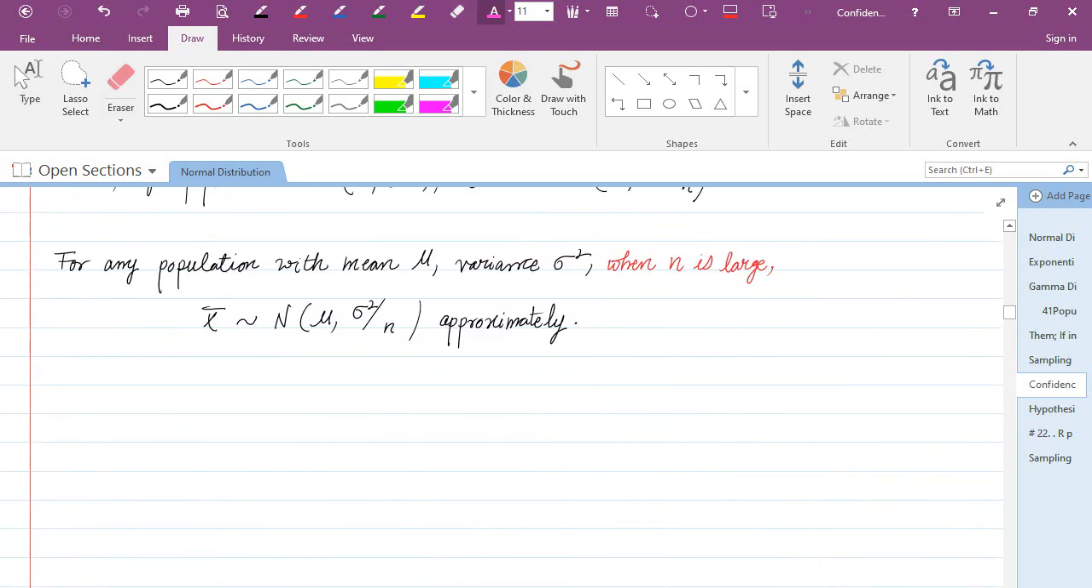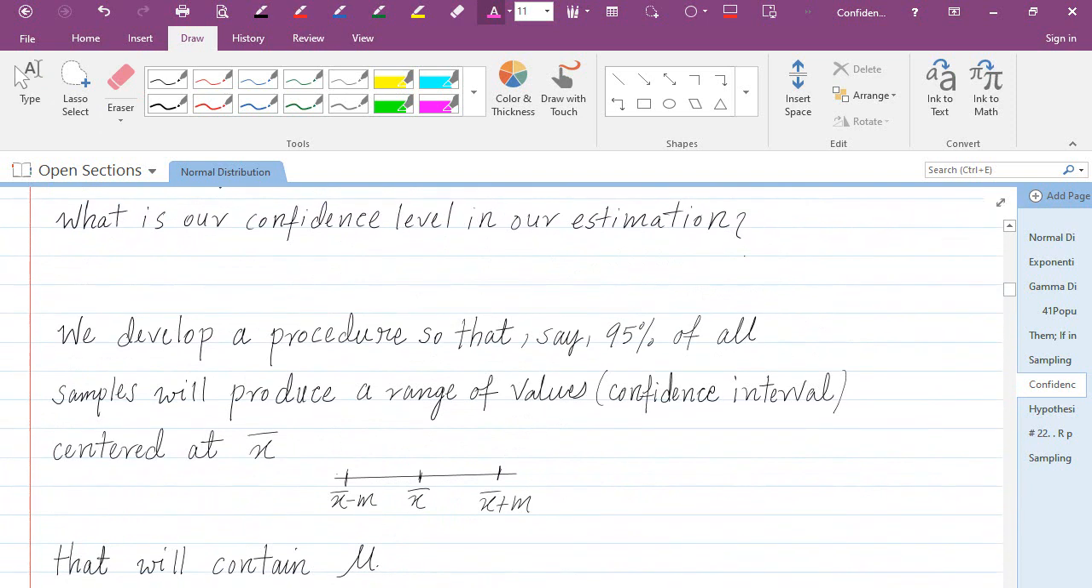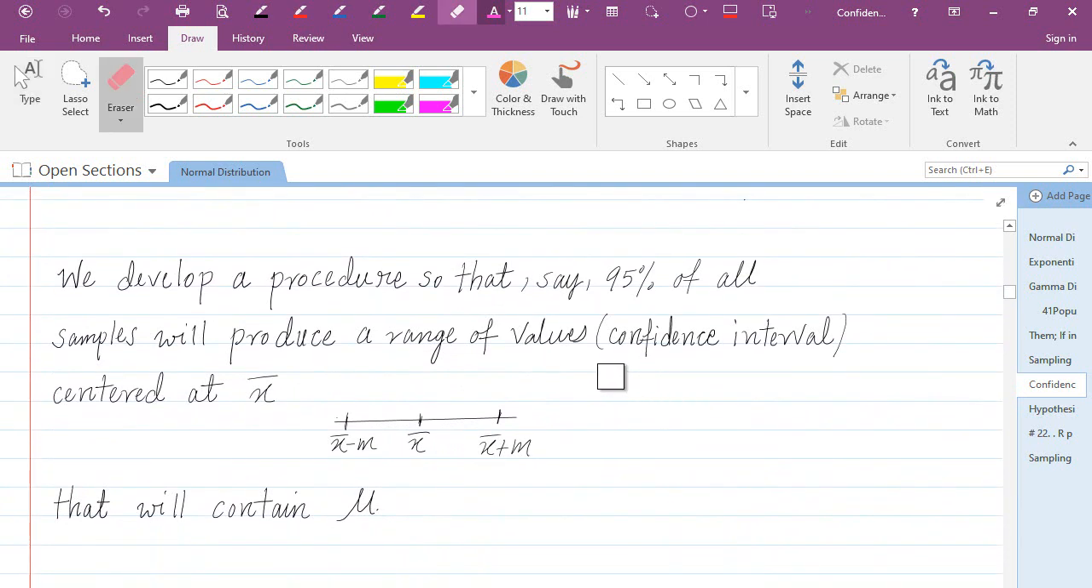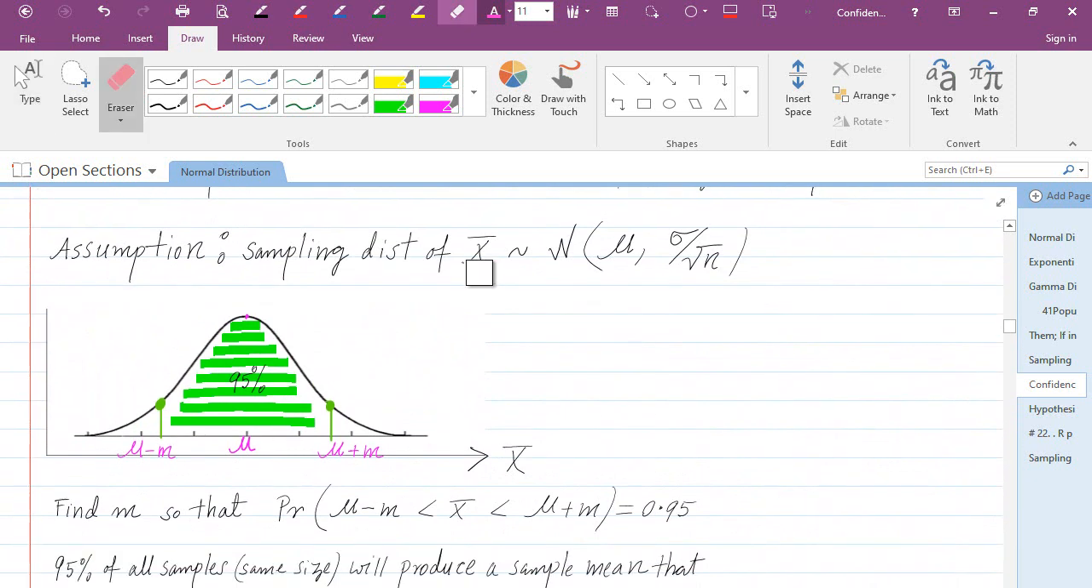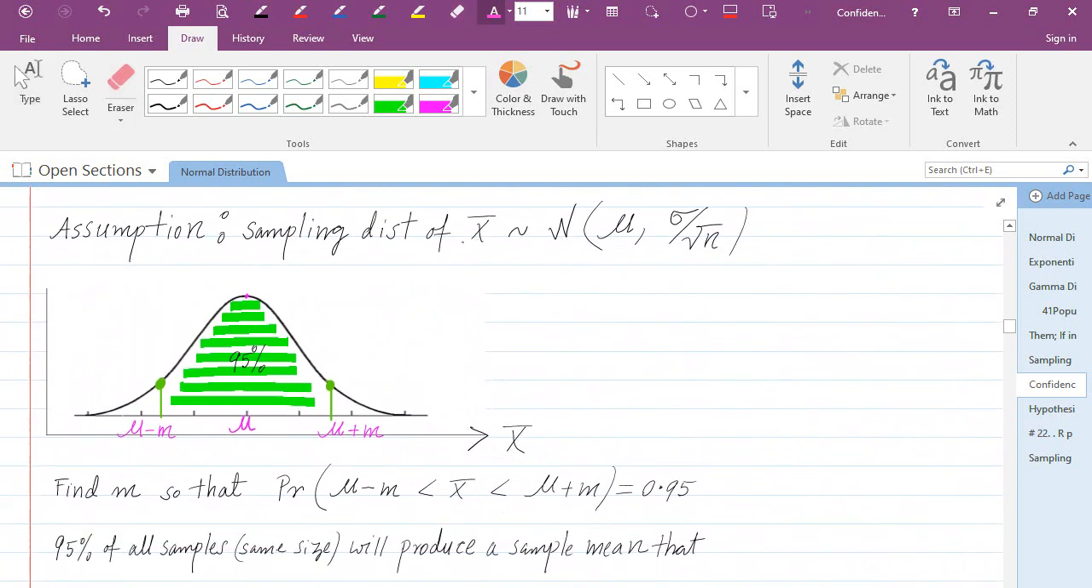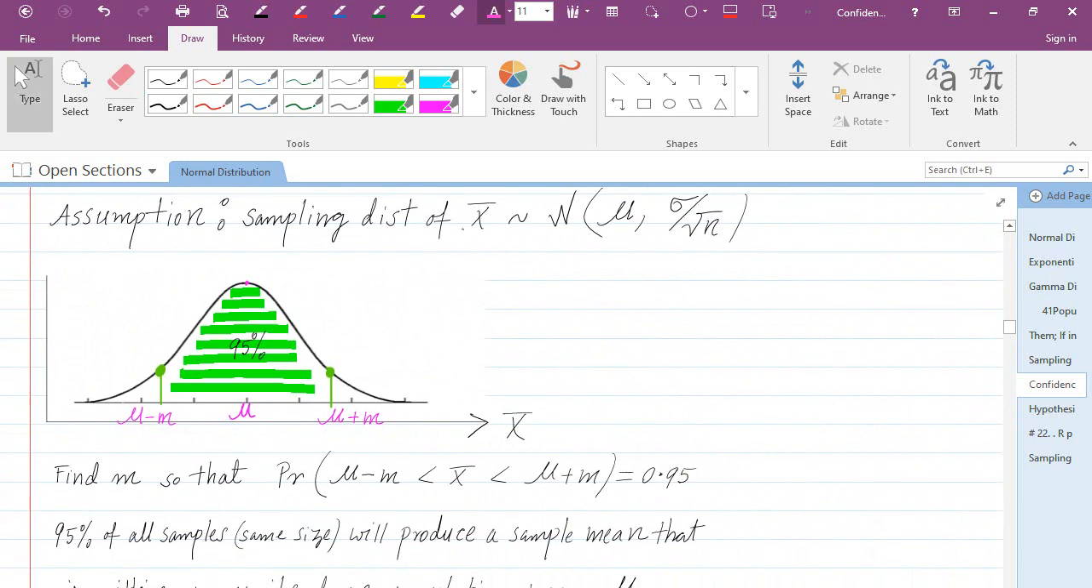Okay, so remember again, the goal is to create a confidence interval, right? That is an interval centered at the sample mean, a range of values centered at the sample mean. So we make this assumption that x bar has a normal distribution. So the first thing I'm going to do is the following. This is the distribution of x bar, and the mean mu is the mean of x bar as well. So the mean is exactly at the center of the normal distribution.